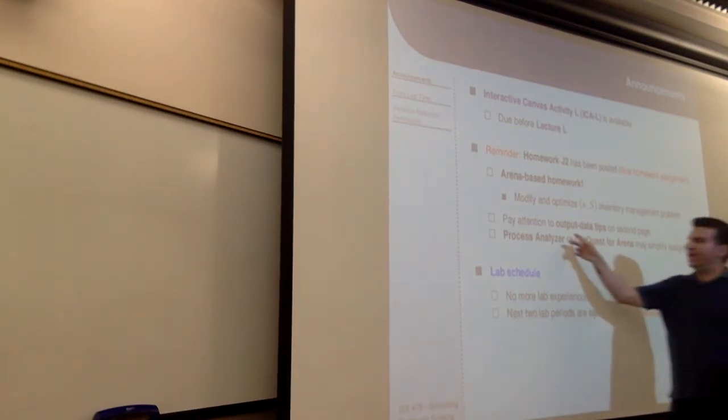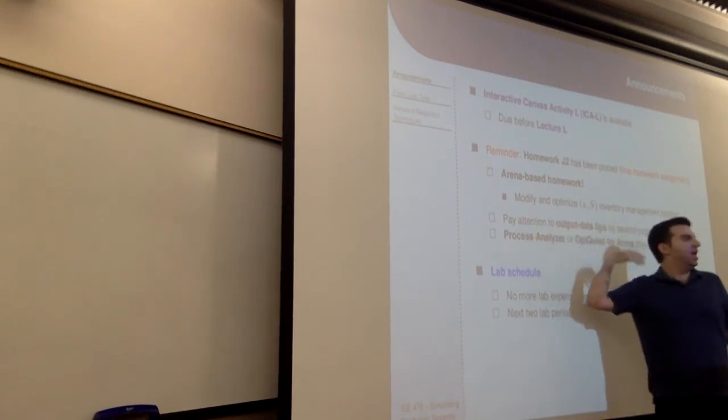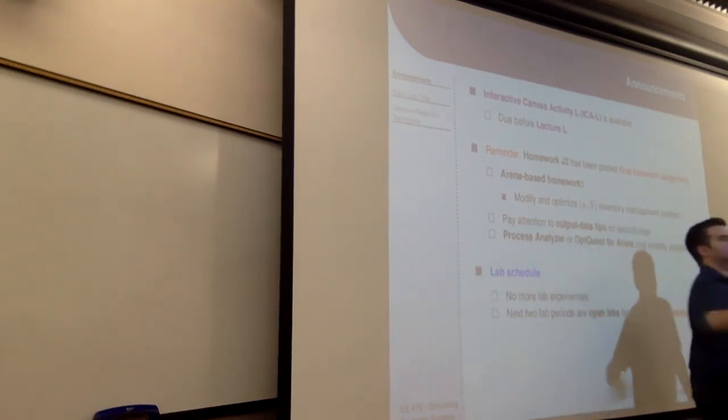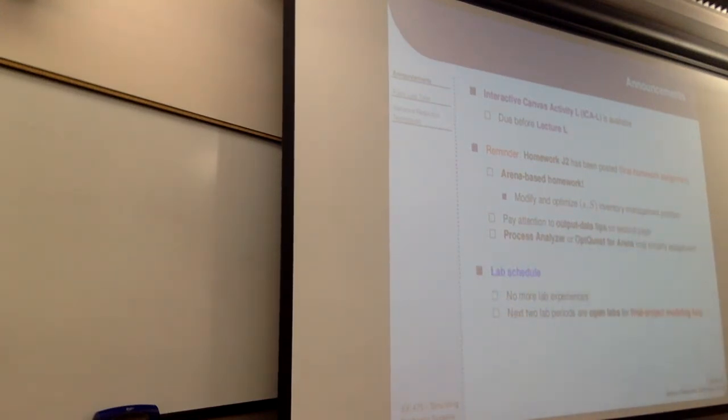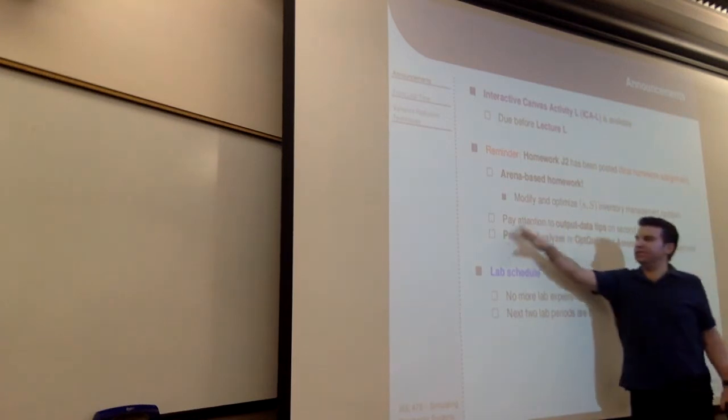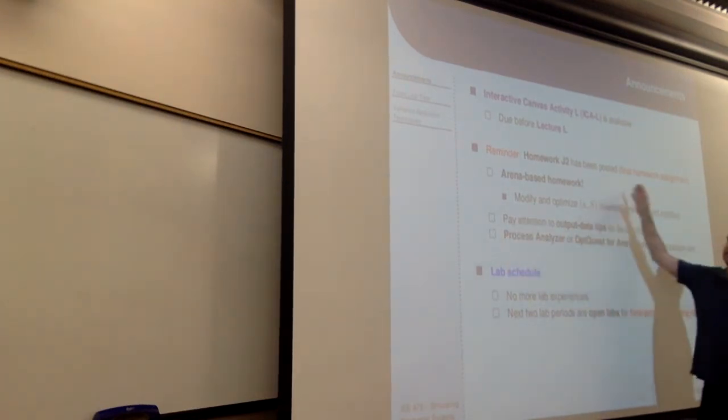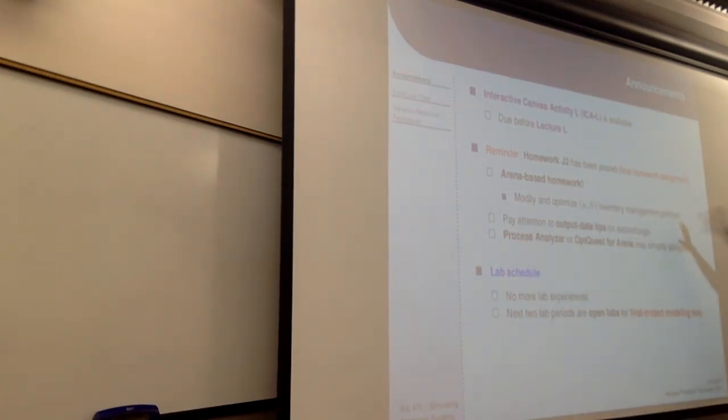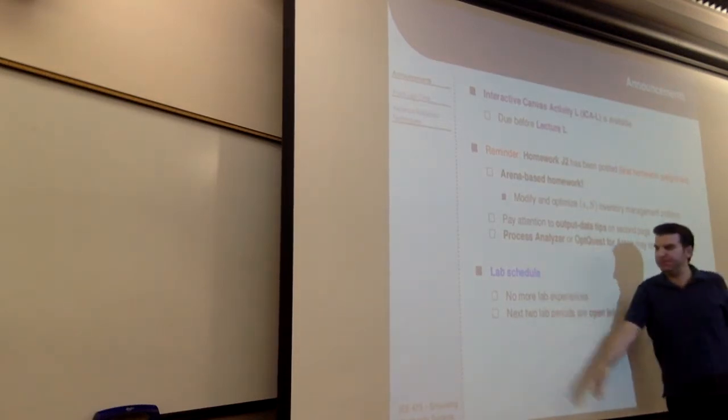So in principle, you can have the process analyzer run all of your replicates all at once and get all of your confidence intervals ready to report, and even have a nice graphical plot that shows you everything all in one. So getting used to using the process analyzer makes these Arena simulation experiments a lot easier. So there's no new labs coming up here.